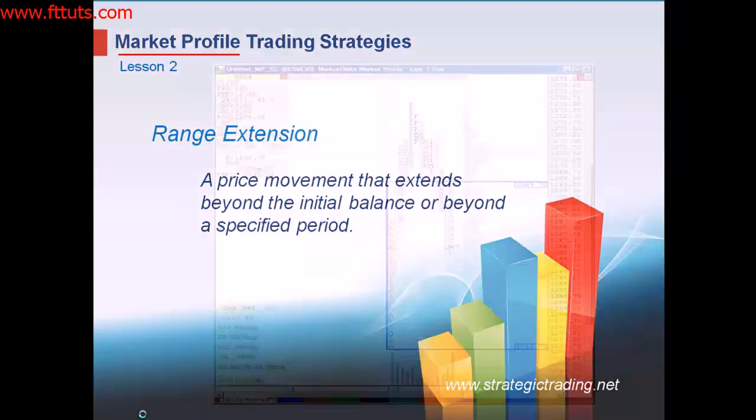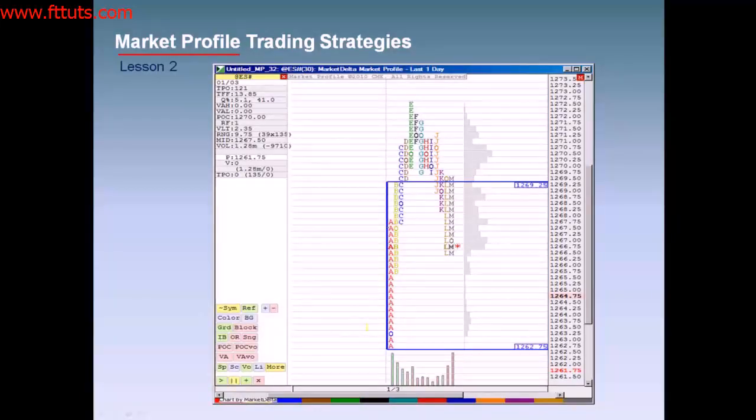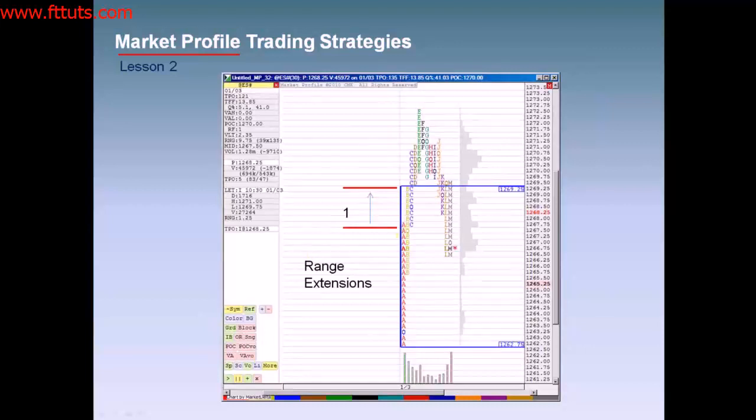Now let's take a look at them here and see if we can identify together some of the range extensions that we have. It's the same profile that we've been looking at, and we've identified the low and the high of the initial balance, okay? But we haven't identified the range extensions. Let me identify them for you. Our first range extension actually occurred after the first half hour. So period A started, we opened down here at about 1263.25, and prices moved all the way up to this point here, which is 1267.75.